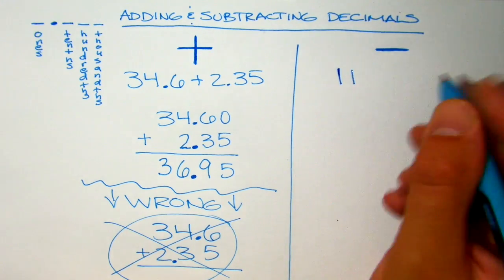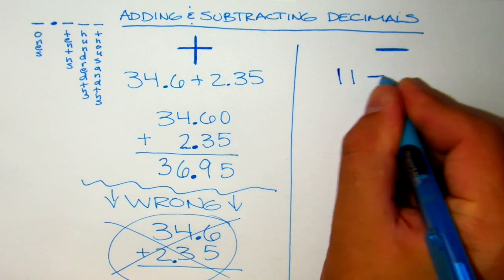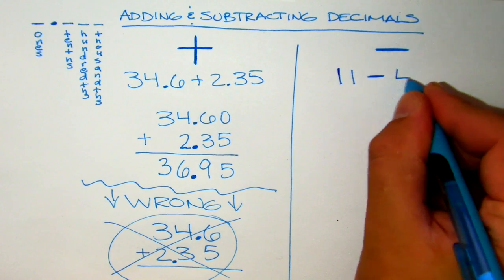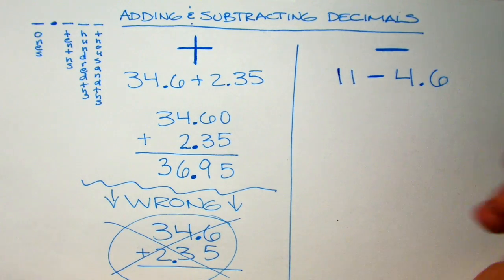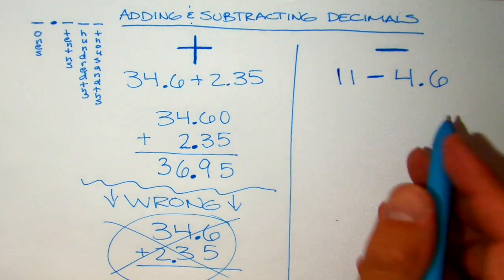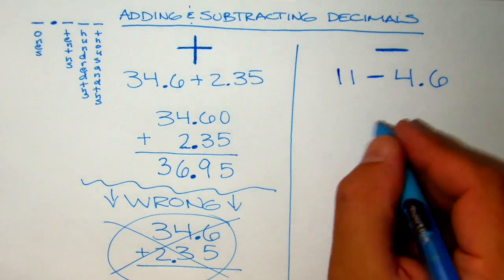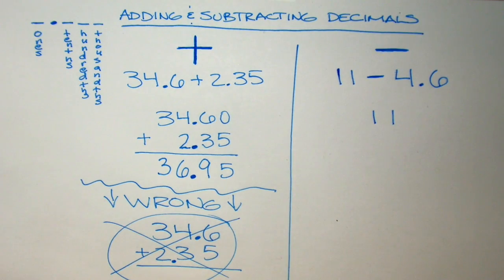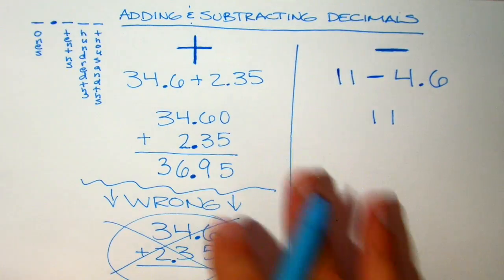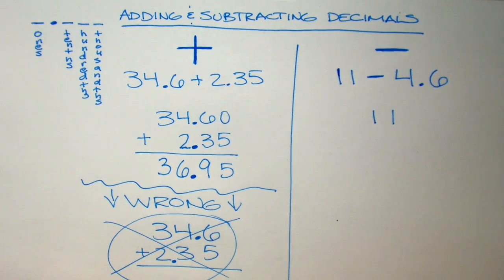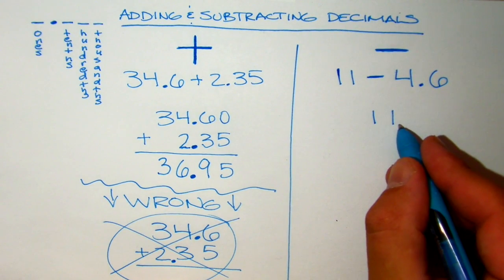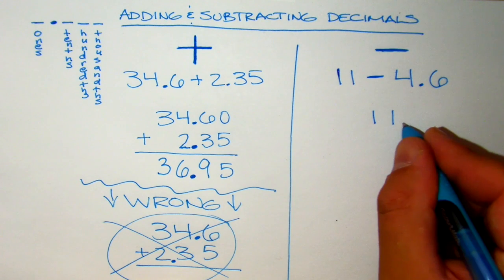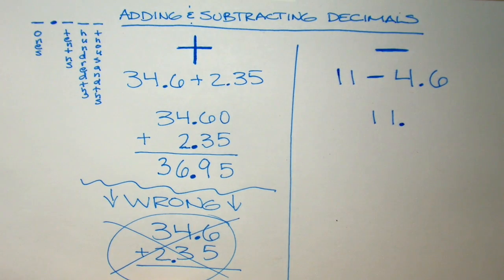Same idea, except this time I'm going to throw a little bit of a curveball here. I'm going to do 11 minus 4 and 6/10. So 11 minus 4 and 6/10. Now you might say, wait a minute, when you go to set this up, 11 does not have a decimal. So this is a whole number minus a decimal. What do I do? Well, every single whole number, the numbers that you learned in pre-K or in kindergarten, every single whole number has an imaginary decimal right there, okay?